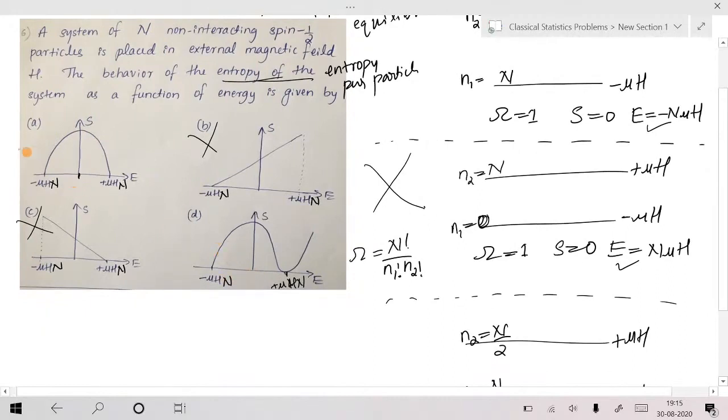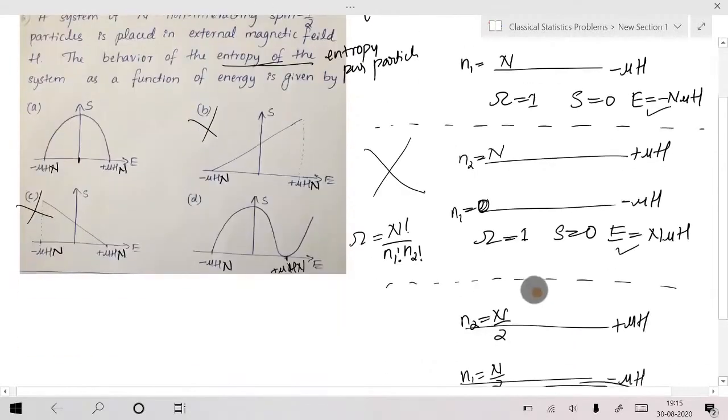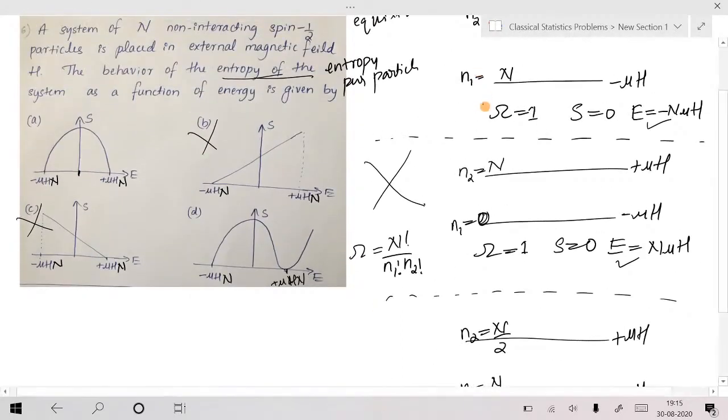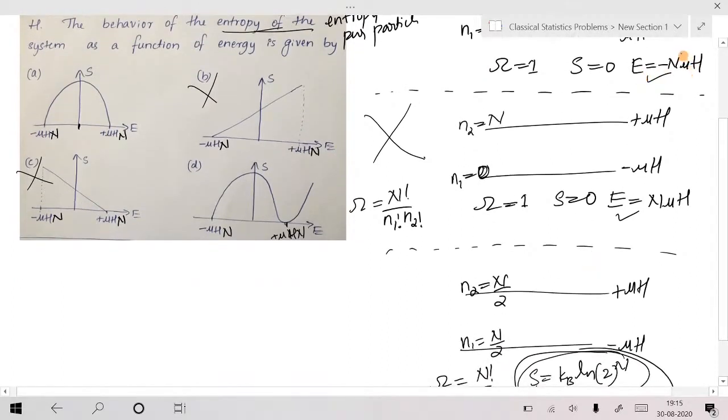Okay, there is a confusion between option A and D, but again, look at here. You can have any entropy between this maximum value and this minimum value. Anything can happen between this negative total energy and this positive total energy. There is no possible energy greater than this one. That's why you can eliminate this option. You can choose this option.